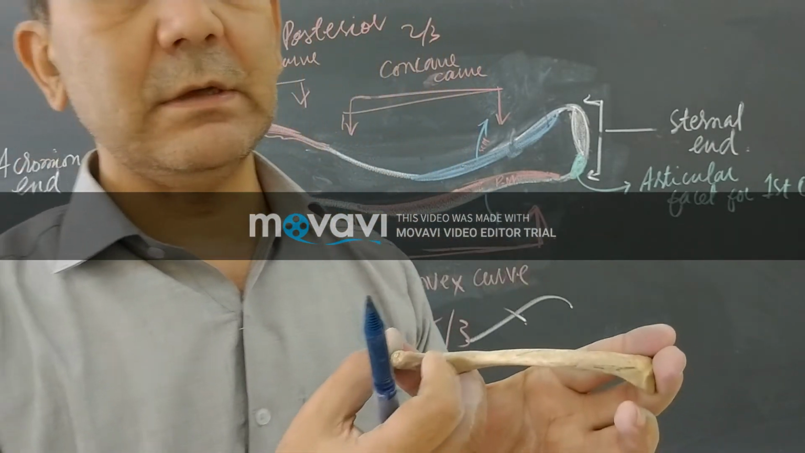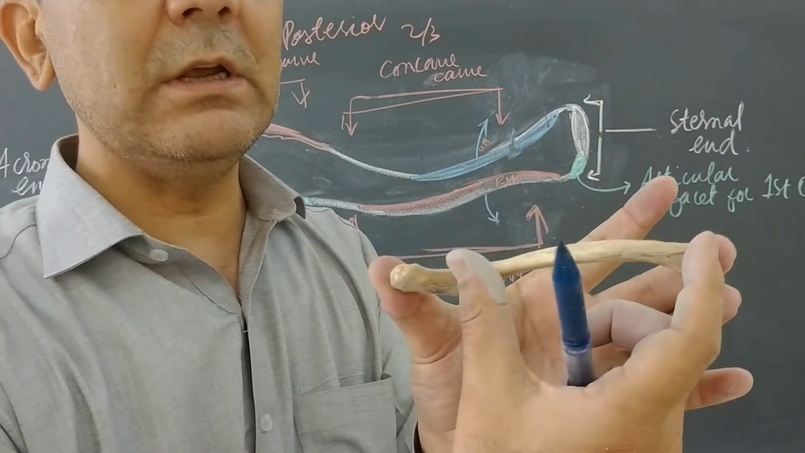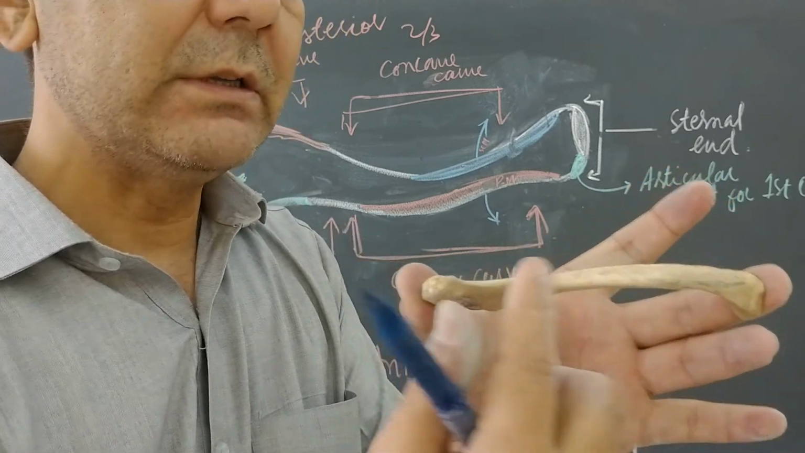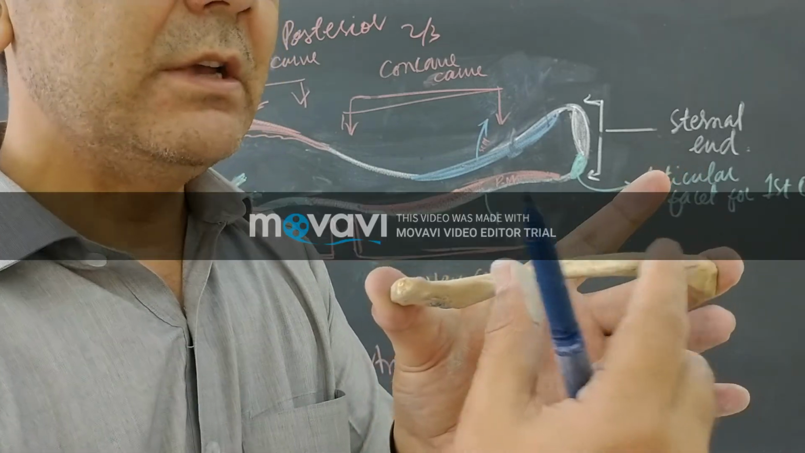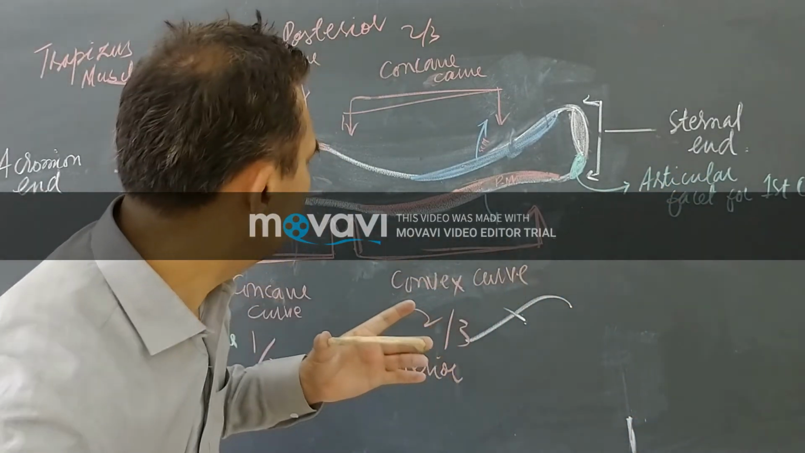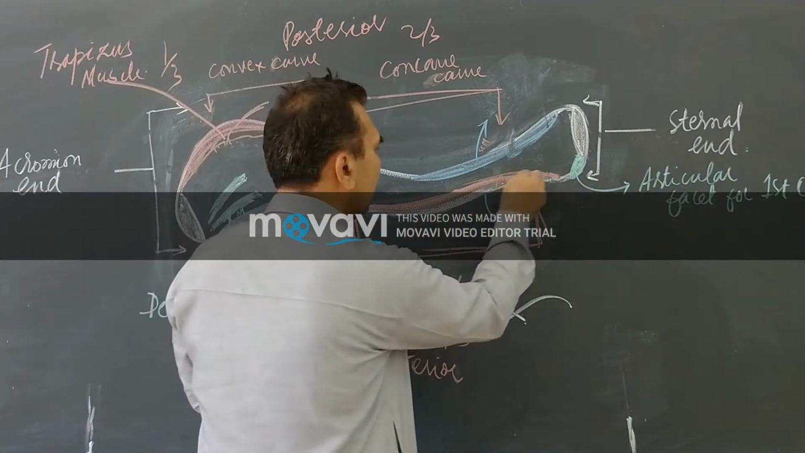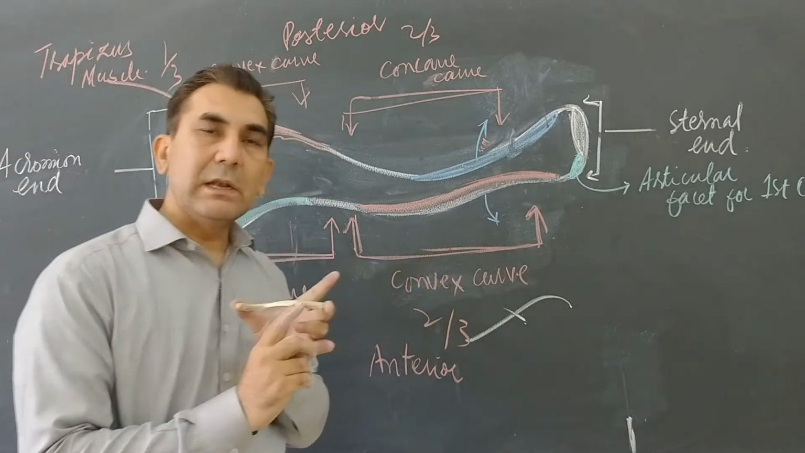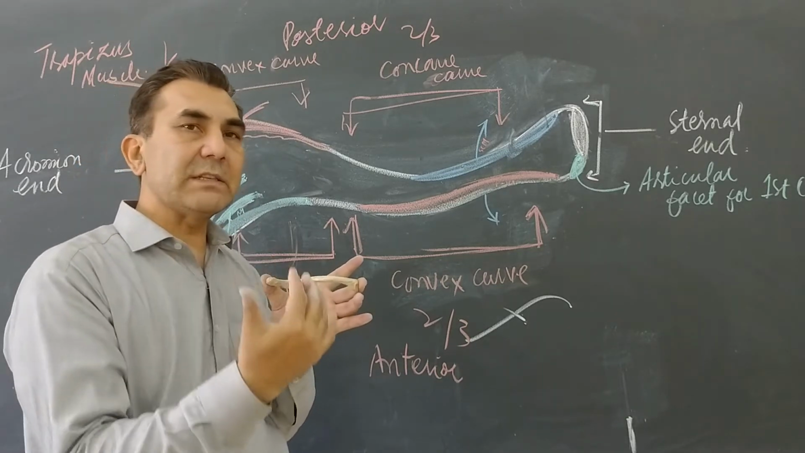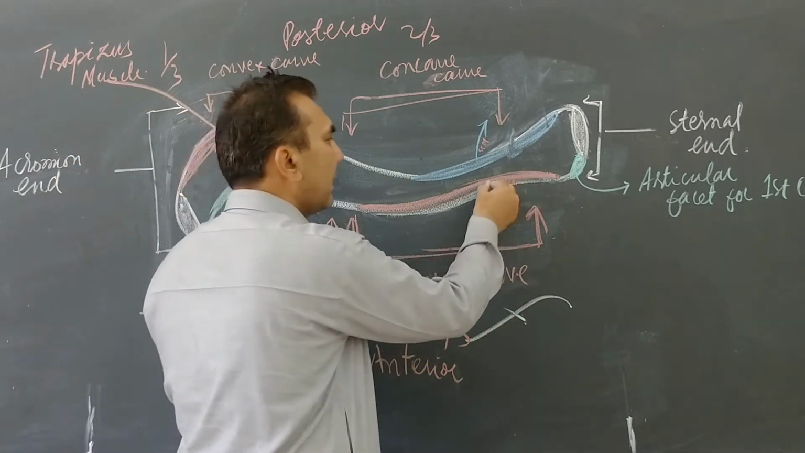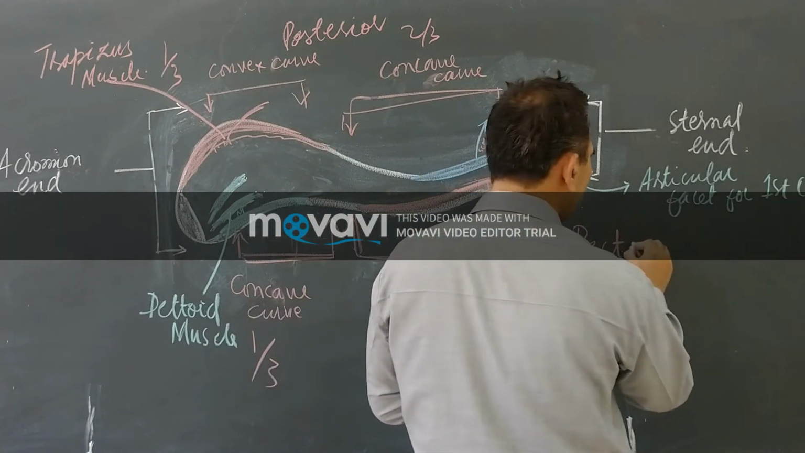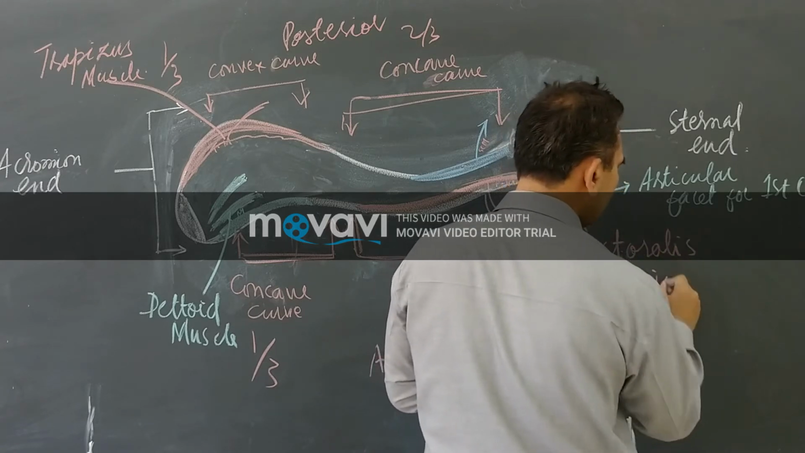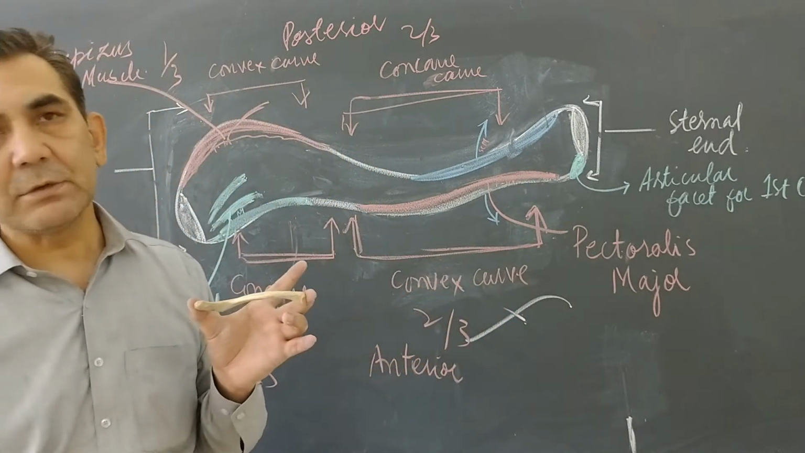Now on the anterior surface of the shaft of the clavicle bone is the anterior border. This is a ridge-like structure. This anterior border, at the convex curve area of the clavicle bone, is for the attachment of the pectoralis major muscle.